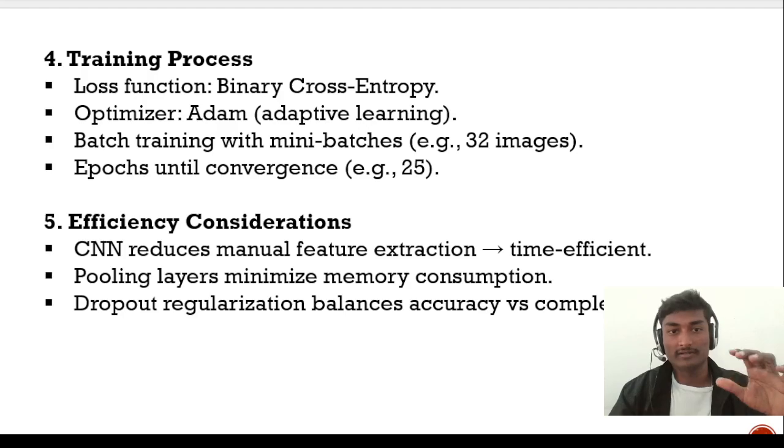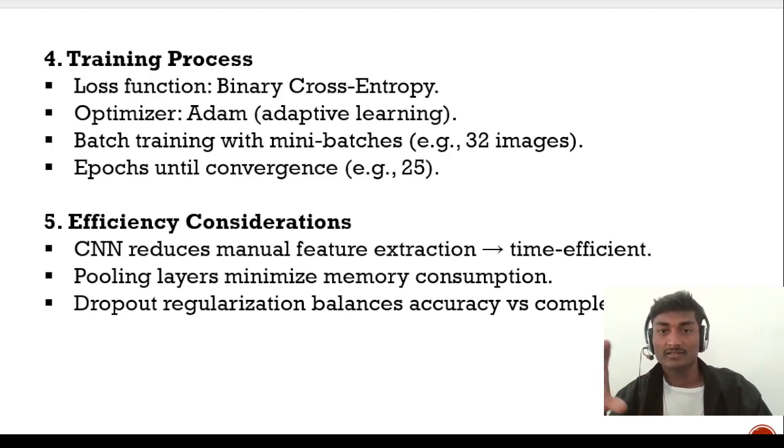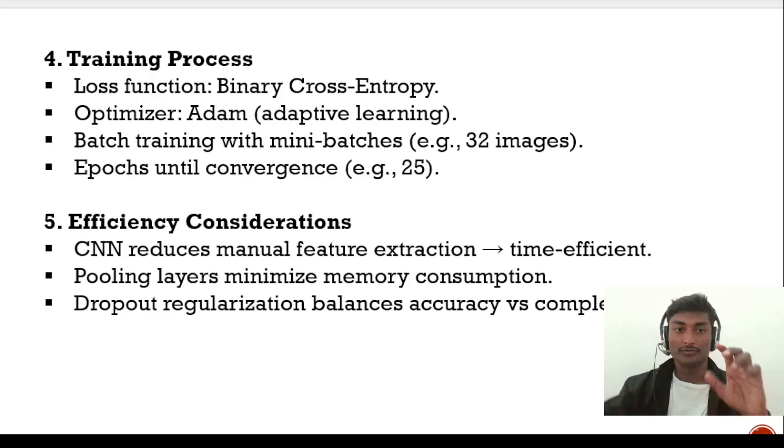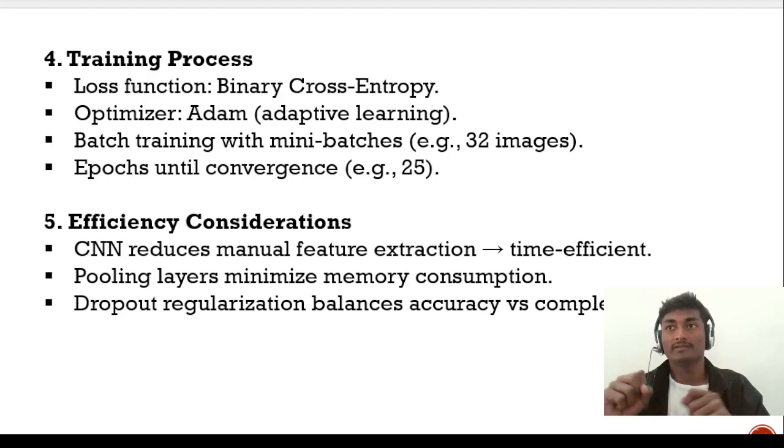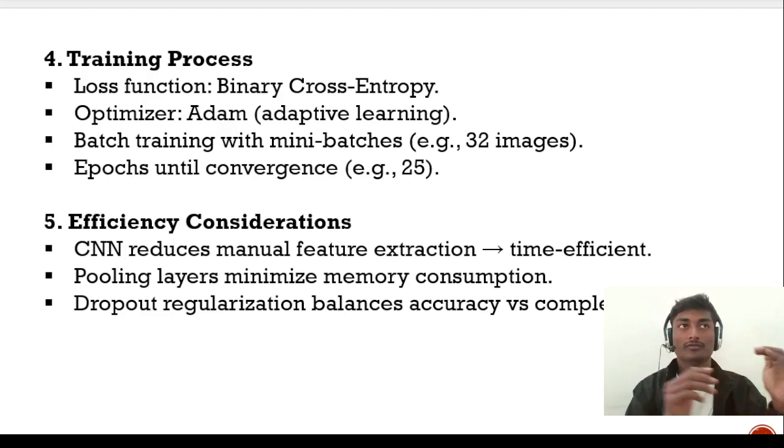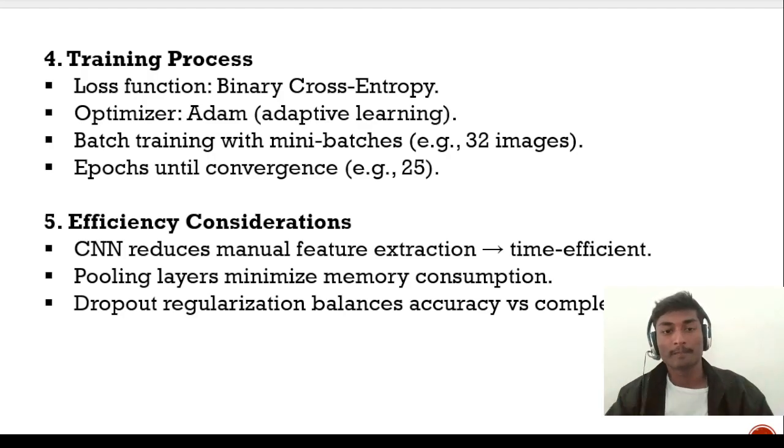Next, moving to training process. Training process has the loss function, cross entropy, optimizer, batch training with mini batches. It will batch the overall images into 32 images. Epochs: in our model, there are 25 epochs. Epochs means how many times each one of the images will go through the overall model.